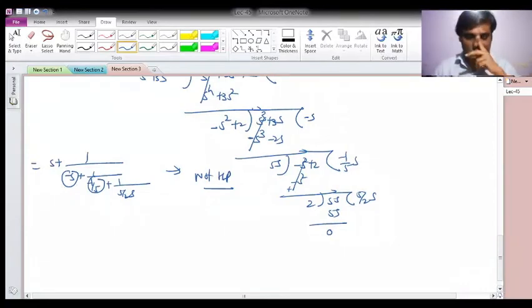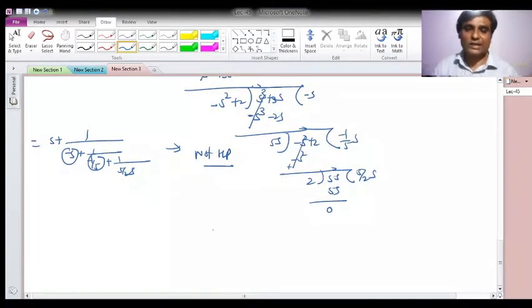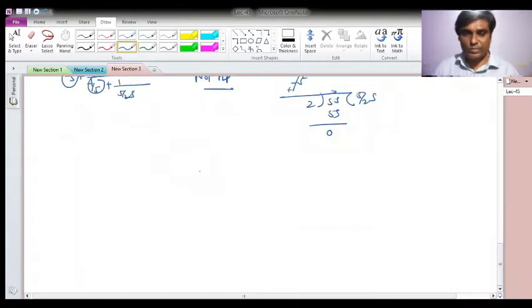Fine. The next is, now here what we observe is that in the polynomial we had the even part as well as the odd component also, but suppose any polynomial p of s is given to you, and in that suppose there is only either an even polynomial or an odd polynomial, then what to do?